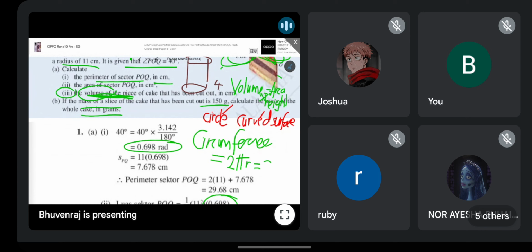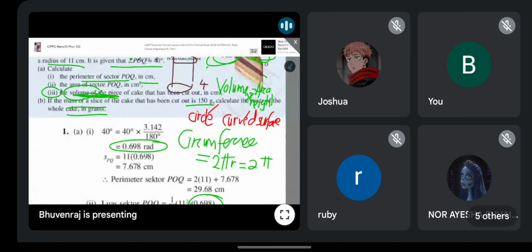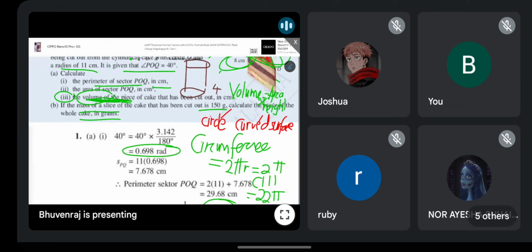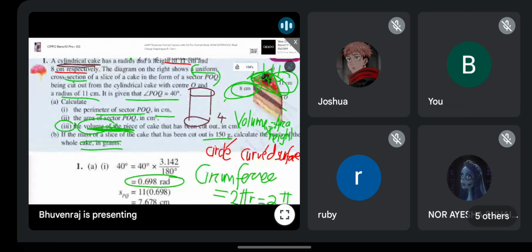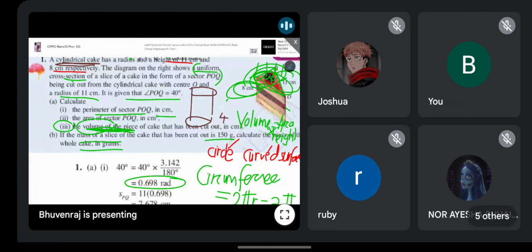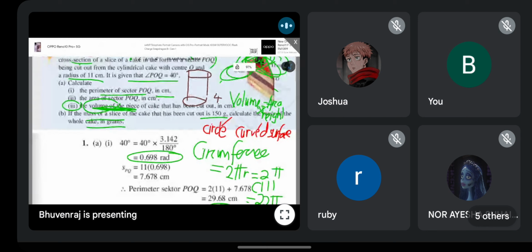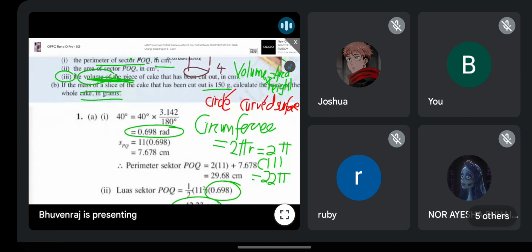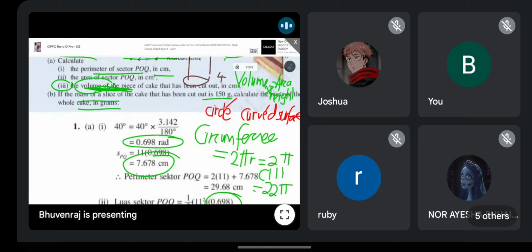Okay, so you have your r is 11, correct? So basically, you will get 22 pi. Okay, this is for one whole cake lah. Satu bulatan is 22 pi. So now, you see that your length of arc guys, panjang lengkok kamu is 7.678. Basically, your panjang lengkok is going to form the circumference of the cake. Can you all imagine and see? Your length of arc will form the whole circle of the cake on top. Okay, which you found in part A1, panjang lengkok PQ.